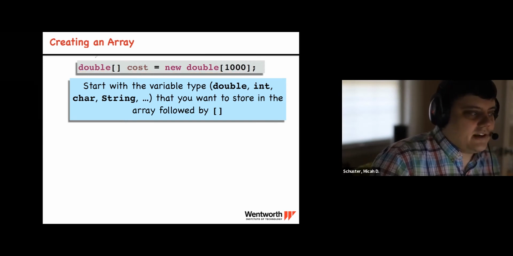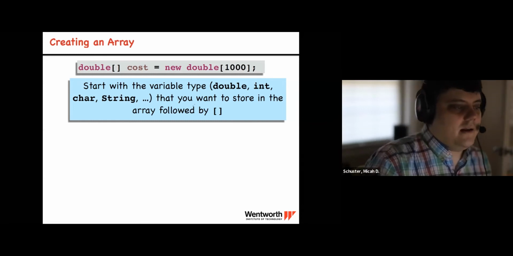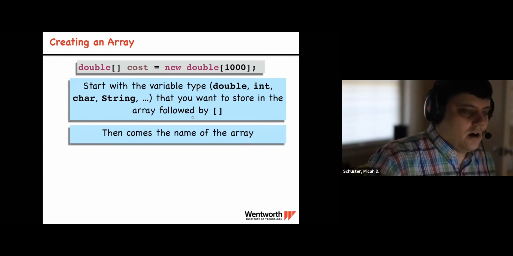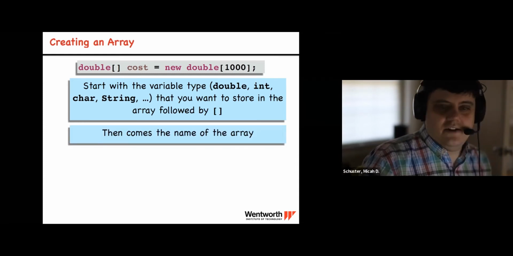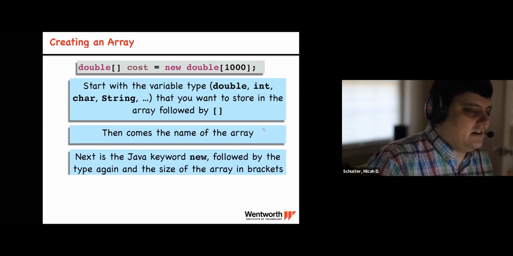So you always start with the type you want, followed by brackets. The brackets don't have anything in them. That's just denoting this is an array, so this is a double array. You do the normal thing for the name, all the same naming conventions. You can't use special characters, all that normal naming convention stuff.